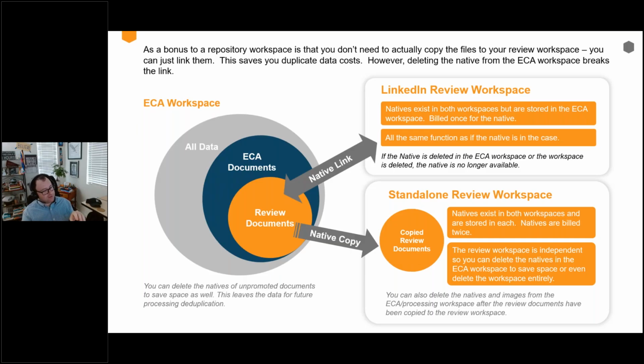So essentially, we're going to use integration points, build out a profile and map, and push those documents over. One key point to note is there's an option to link the file, which will copy the path in the review workspace that points back to the reference in the ECA workspace, or you have the ability to actually copy the native into that review workspace. It would then live in your ECA workspace and also in your review workspace. So just something to note there.